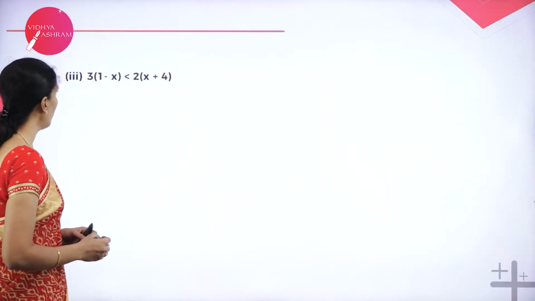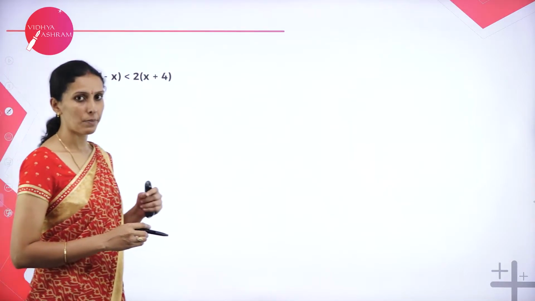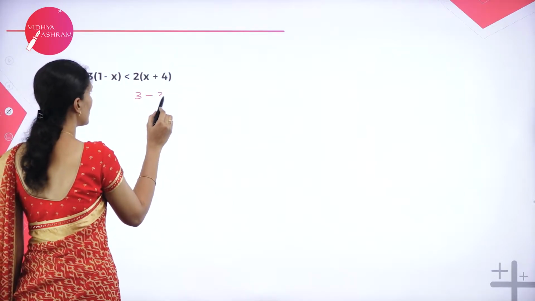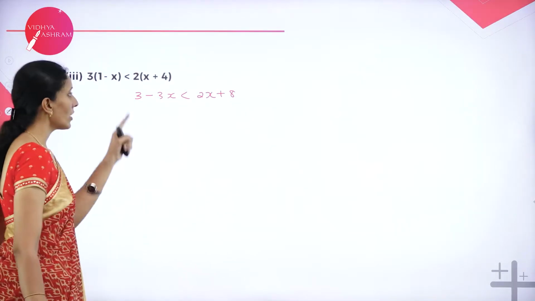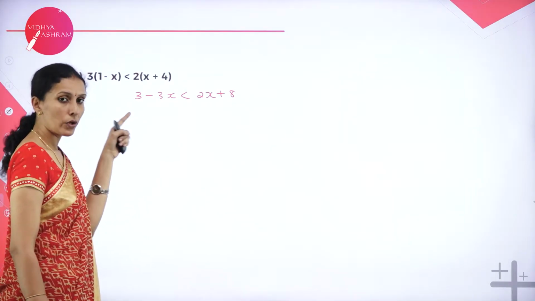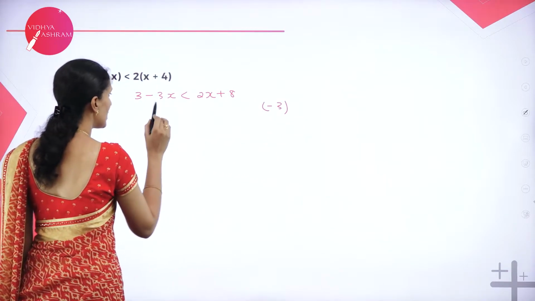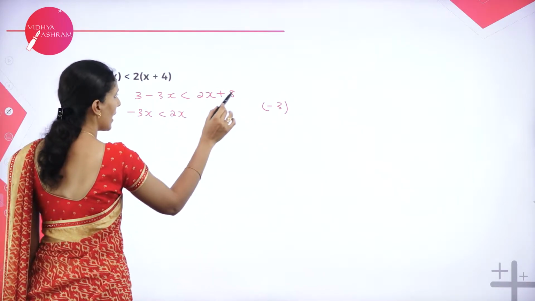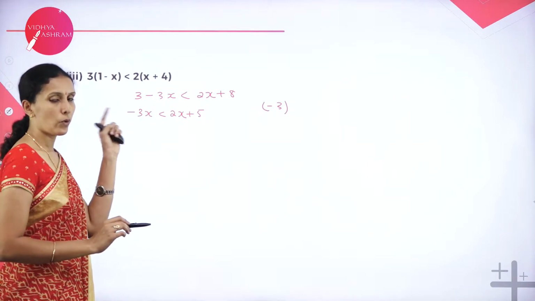Next, we have 3 into 1 minus x less than 2 into x plus 4. Let us solve this. 3 ones are 3 minus 3x less than 2x plus 8. So here we have 3 on the left hand side. To remove 3, subtract 3 on both sides. 3 minus 3 is 0. Minus 3x less than 2x, 8 minus 3 is plus 5. Next, on your right hand side, we don't want 2x.